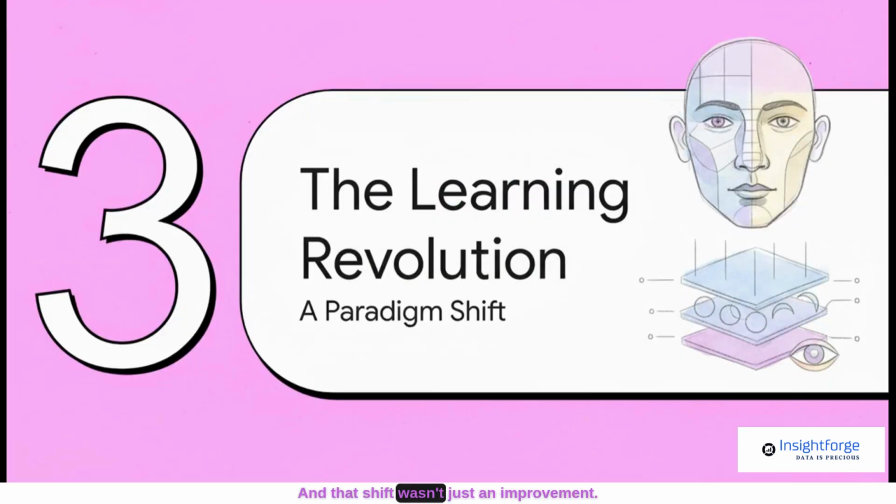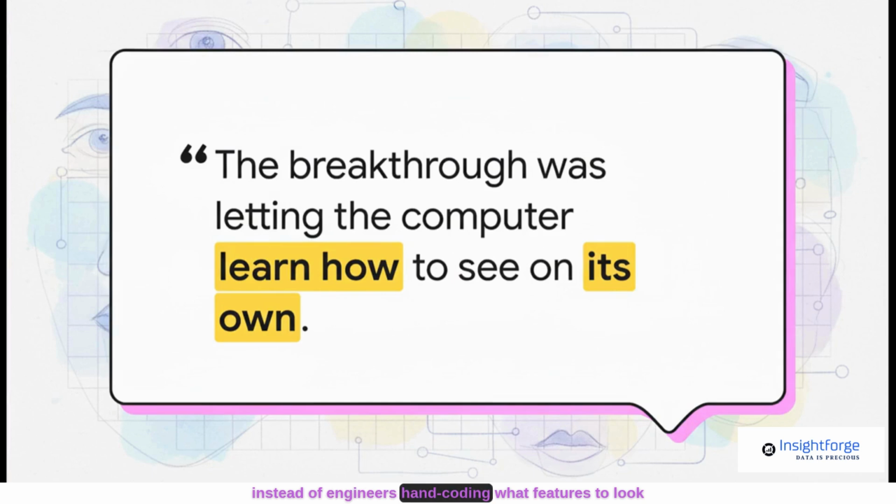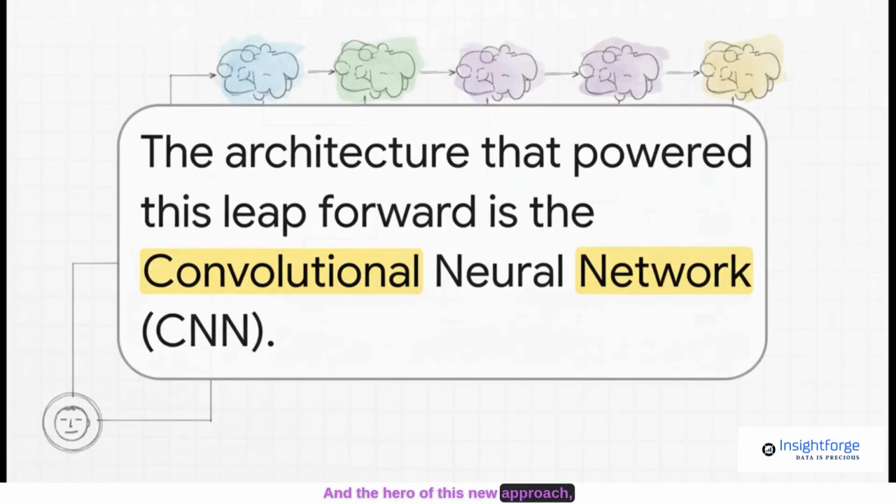And that shift wasn't just an improvement, it was a true revolution. It completely changed the name of the game. See, instead of engineers hand-coding what features to look for, we built systems that could learn how to find the most important features all by themselves, just by looking at massive, massive amounts of data. And the hero of this new approach, the engine that powered this incredible leap forward, is the Convolutional Neural Network, or CNN for short. It's a special type of algorithm that's actually inspired by the human brain, and it's specifically designed to process the world visually.